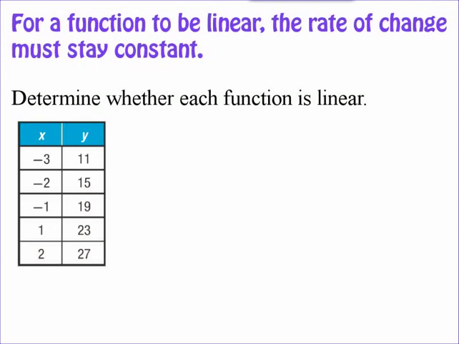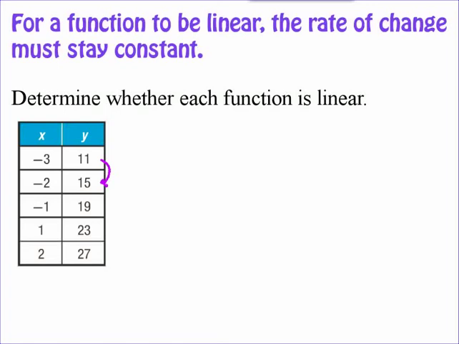What's another word for constant? Unchanging, it must stay the same. So for a function to be linear, the rate of change must stay the same. So this is what we're going to do. We've got a bunch of rate of changes that we need to find. The easiest way to do this is to start with the first two. What do I do from here to here?